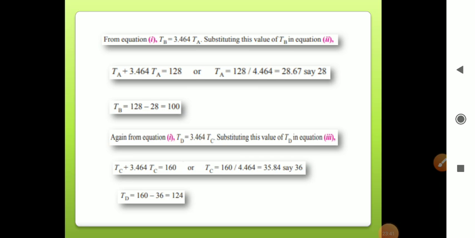Here we applied the reverted gear train. So what is a reverted gear train? The first driver and the last driven gear are on the same shaft, and the sense of rotation will be the same. This is the main criterion for the reverted gear train. So this is our finding: we found the values TA, TB, TC and TD, that is the number of teeth on gear A, gear B, gear C and gear D. So here our problem is solved.